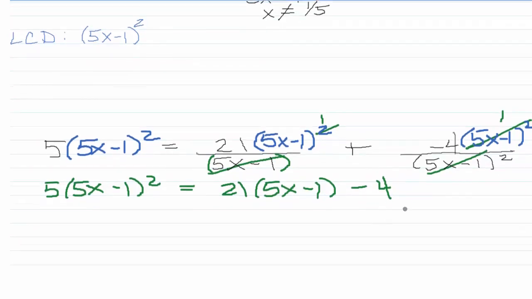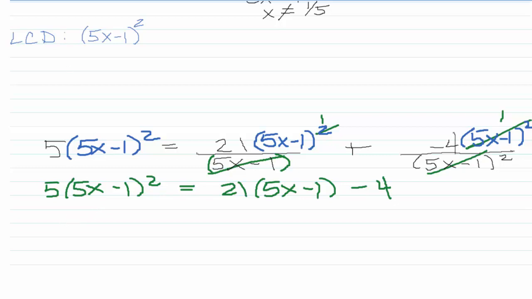Okay, so what you have to do after multiplying both sides by an LCD is just regroup and think, what kind of an equation do I have now? Well, it might not be immediately clear, but once you multiply out this binomial, (5x minus 1) squared, you're going to see that you have an x squared in this equation, and this is going to be a quadratic equation. So we want to get it in standard form.